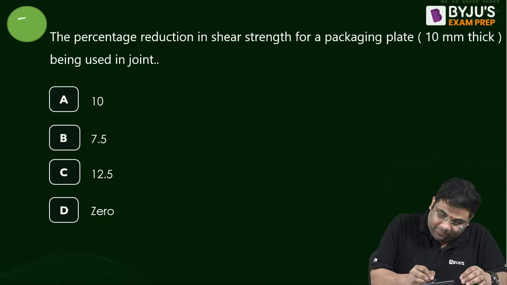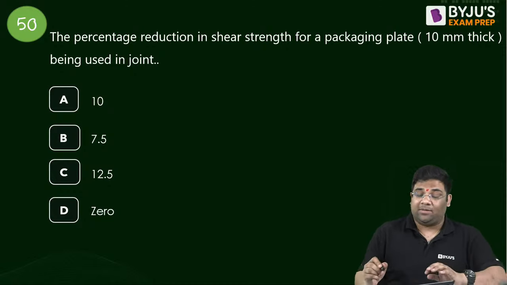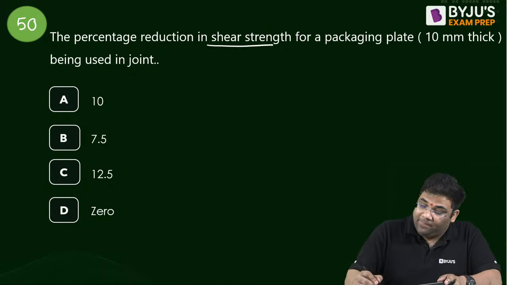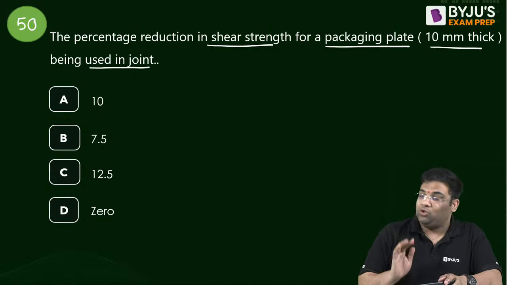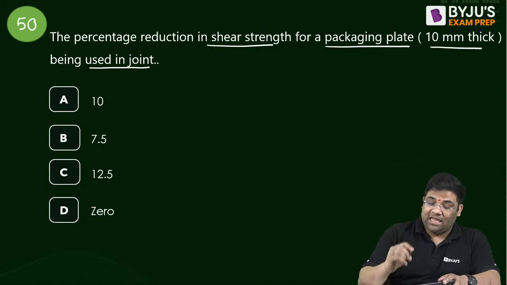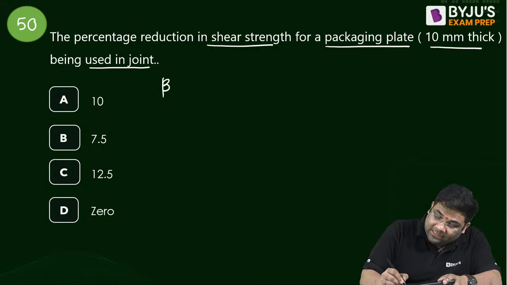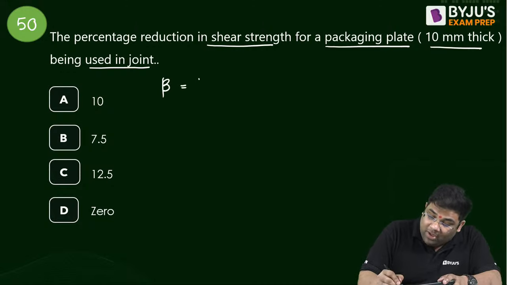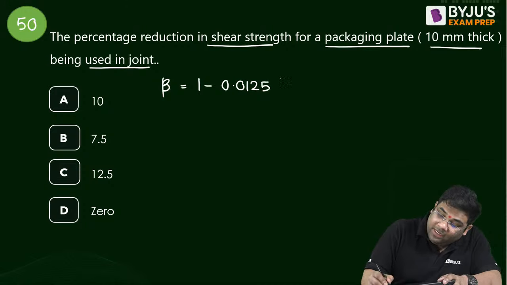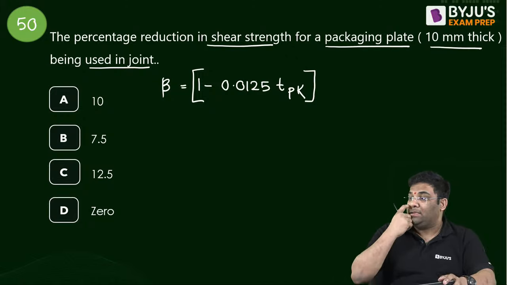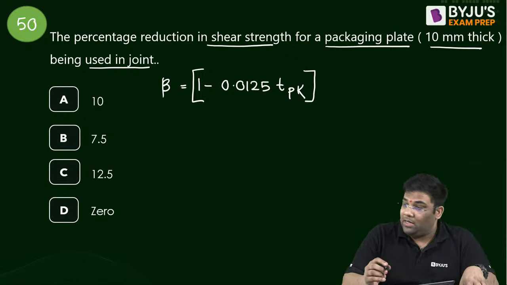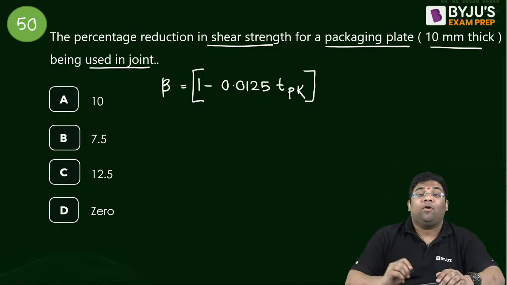The percentage reduction of shear strength for a packing plate of 10 mm thickness being used in a joint. For this, I will give you the formula. The reduction factor is 1 minus 0.0125 into the thickness of the packing plate. This is the formula we use. Very good, Neha, and very good, Arsenal.